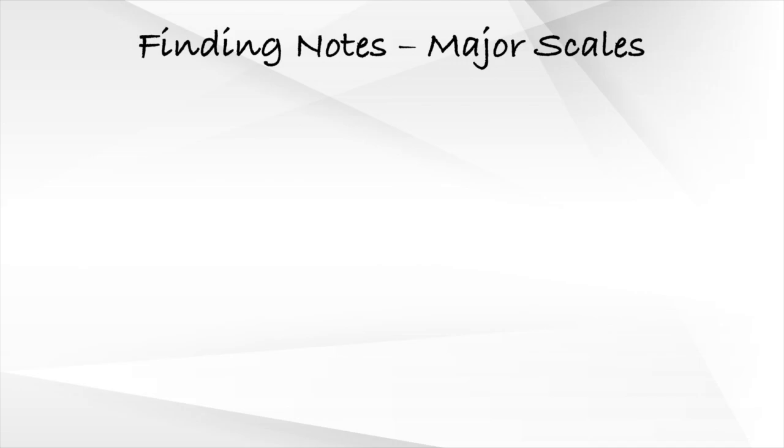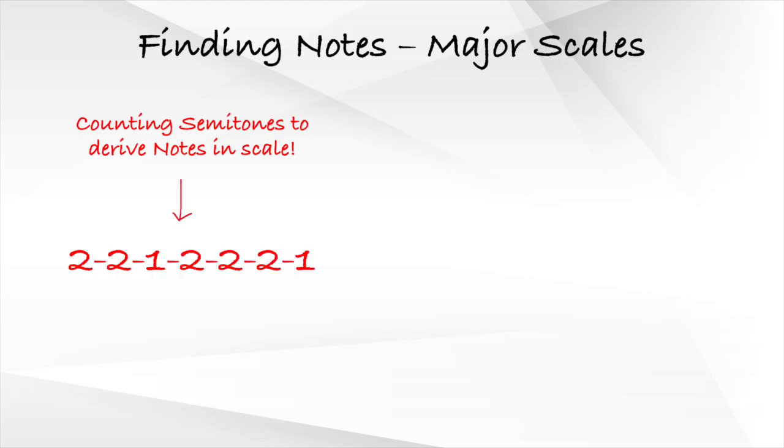Let's start with finding the notes inside major scales. Instead of memorizing 12 key signatures, we can find the notes of a major scale by counting semitones. We can easily do this using this bunch of numbers. Essentially, each major scale has 7 notes, and these 7 numbers show the number of semitones to move up by each time we move to a new note.